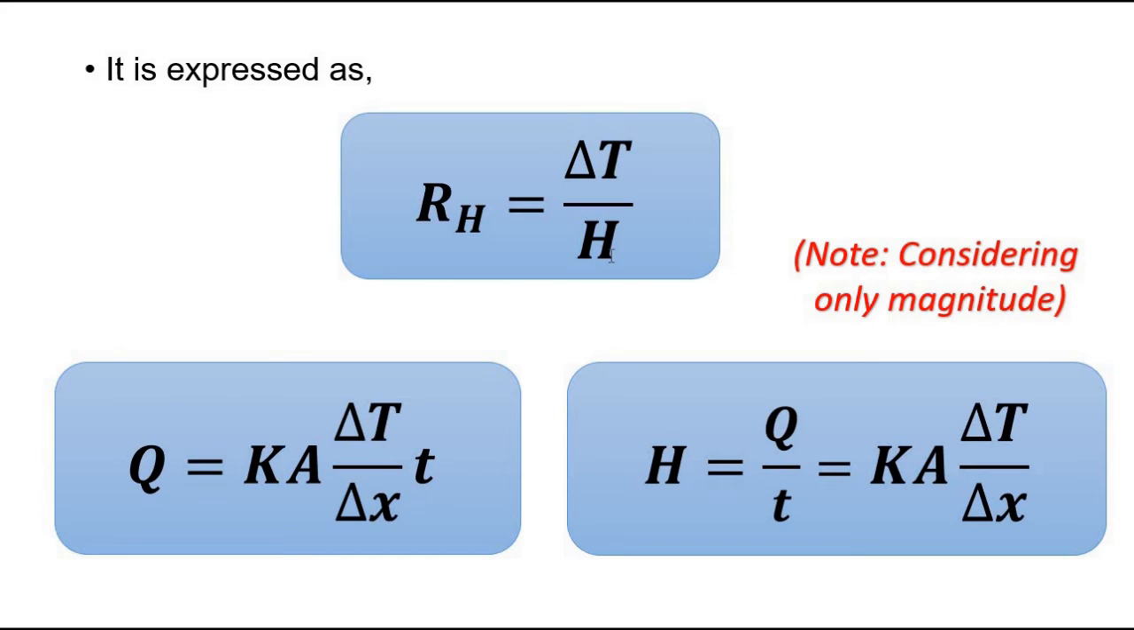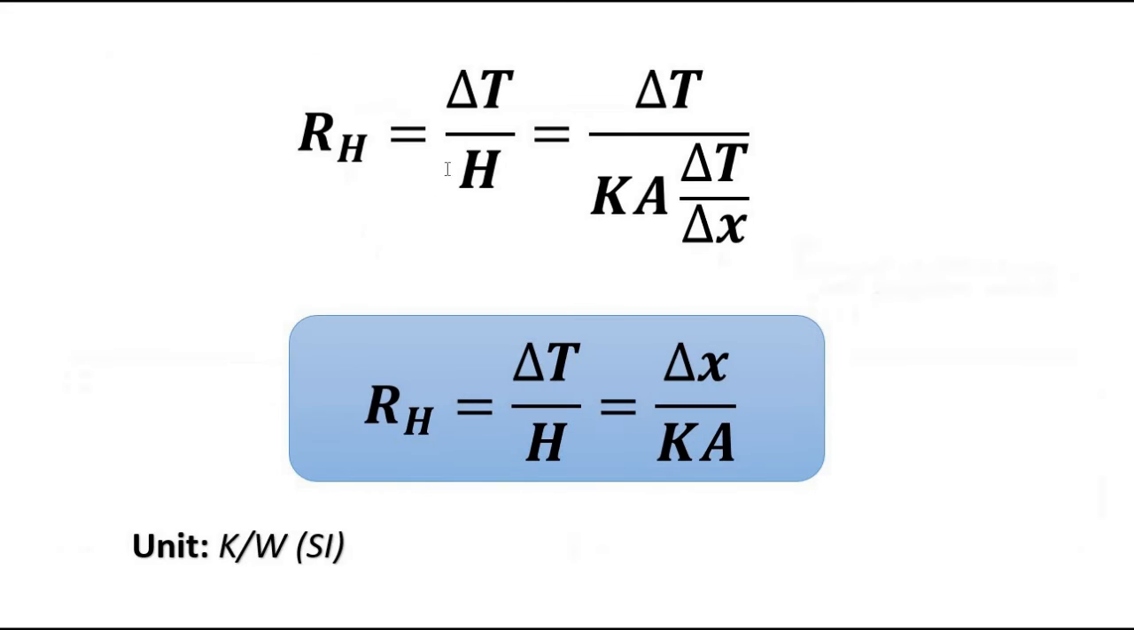Now we know that Q is equal to K A delta T by delta x into T, and H is equal to Q by T, that is equal to K A delta T by delta x. So if we substitute this value of H here, we will have RH is equal to delta T by K A delta T by delta x. So here delta T will get cancelled, delta x will go into the numerator, and the thermal resistance RH will be equal to delta x by K A.